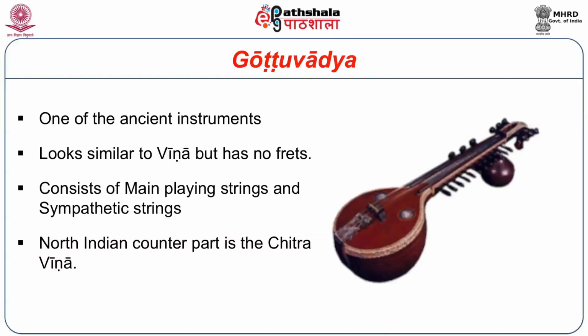The next important traditional music instrument of South India is the Gotuvadya. We see that this looks very similar to veena, but there is a great change in it. Although externally it looks similar, the main difference between this Gotuvadya and the veena is that there are no frets. In the veena we had 24 frets and the fingers were placed on each of the frets like this to give the music.